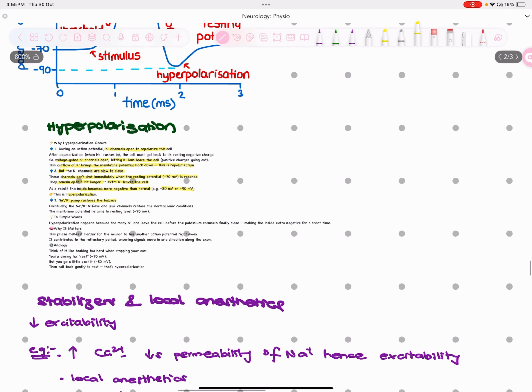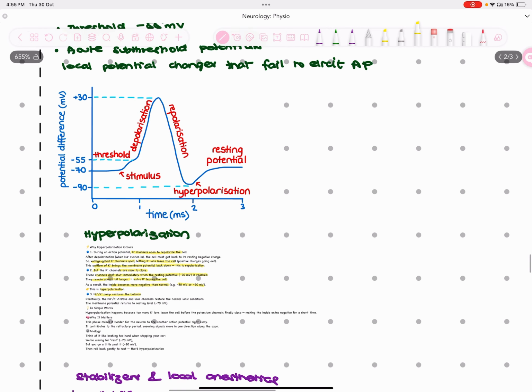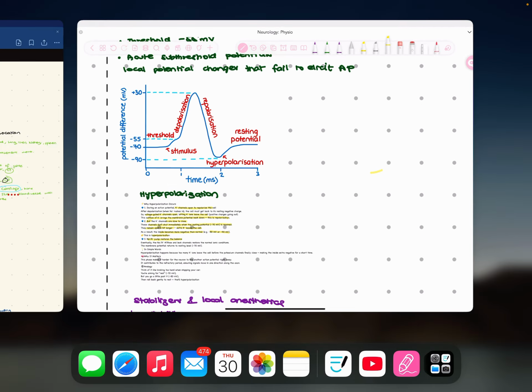So this is hyperpolarization: because the potassium channels are slow to open, that's the plateau, but they're also slow to close. Therefore, there'll be greater efflux of potassium. Because there's greater efflux of potassium, a lot of potassium will be lost and there's increased negativity inside. So instead of minus 70, it will go to minus 90 or minus 80, which is a lot more negative than the normal resting membrane potential. So that's hyperpolarization.